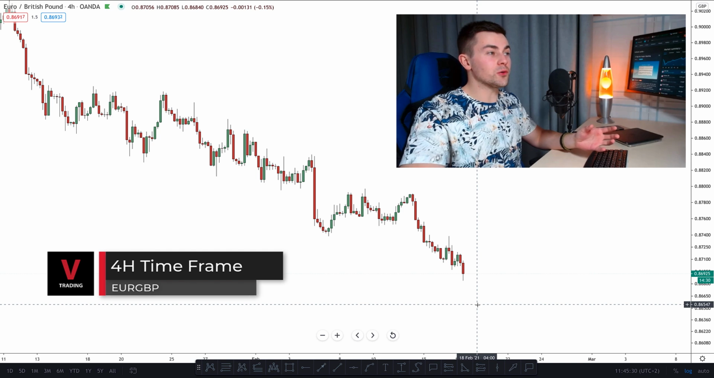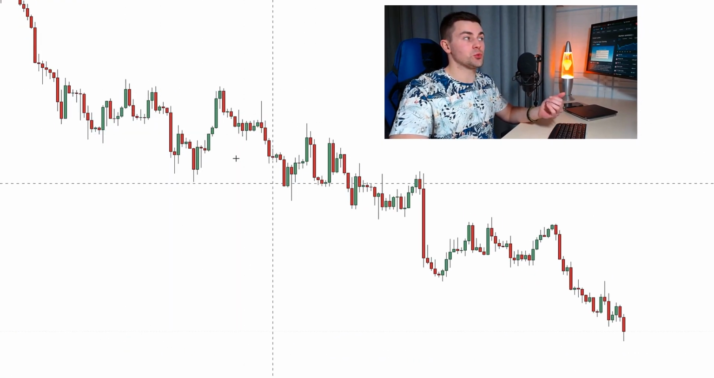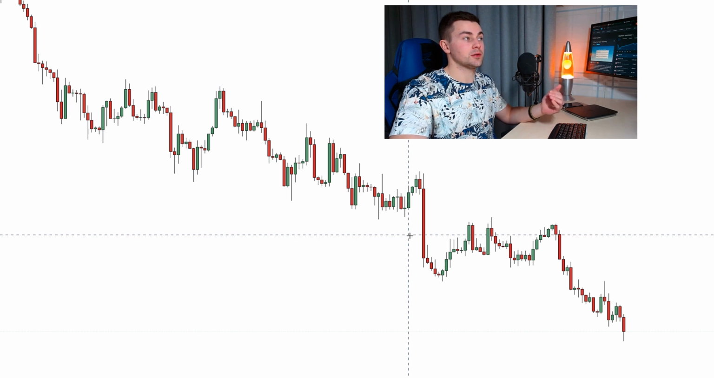So I'm on the 4-hour chart right now, and here your task is to execute the price action analysis and to get what's happening with the market. And as you can see, the price here is very bearish. We are nicely falling right here, and you can see that on the 4-hour the trend is very sharply bearish.